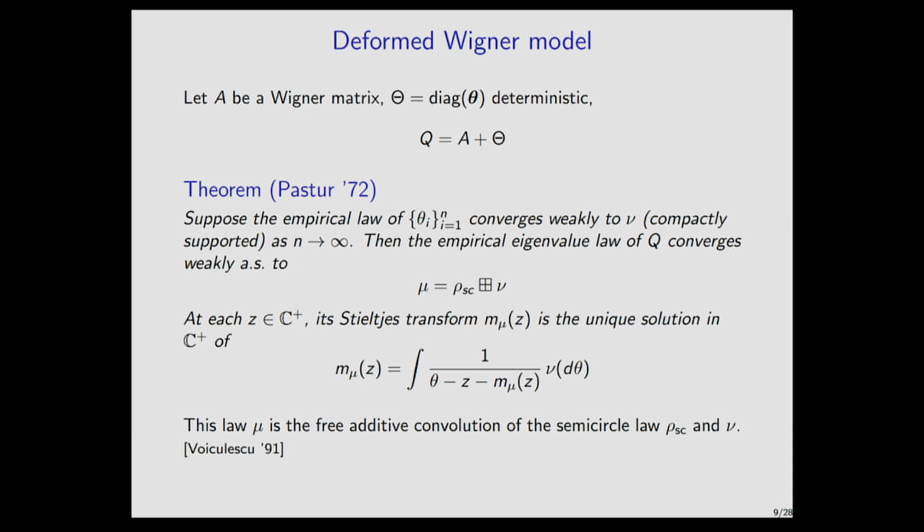And in this case, where A is just Wigner and the first distribution is a semicircle, the Stieltjes transform of this limit measure is characterized by a fixed point equation. It's that the Stieltjes transform is the integral against the limit measure nu of the law of theta of this quantity 1 over theta minus z minus m. Okay, so this is the fixed point equation.